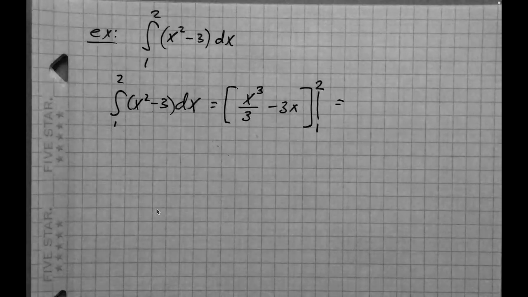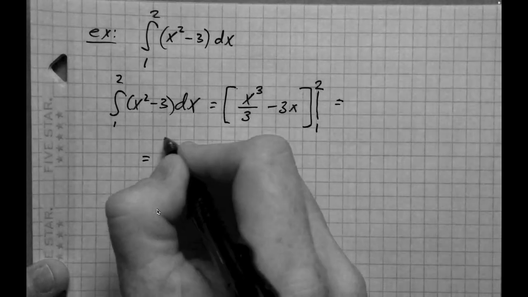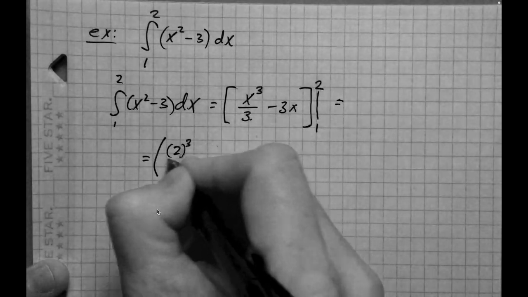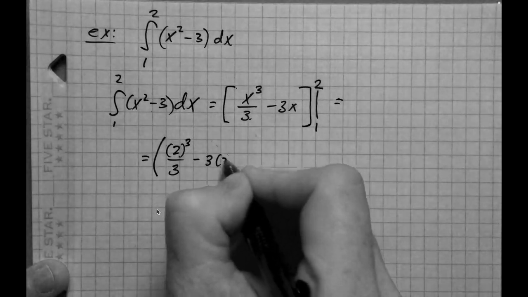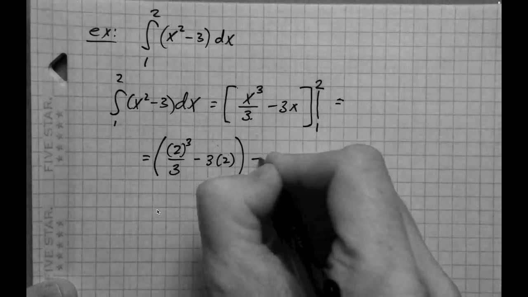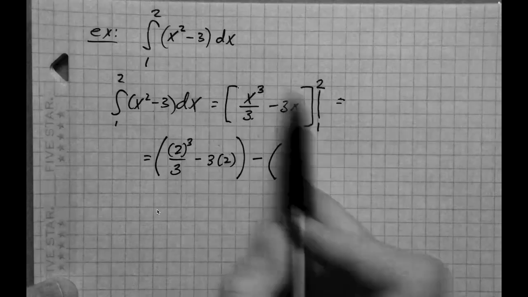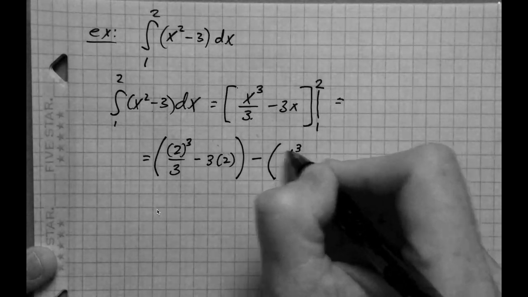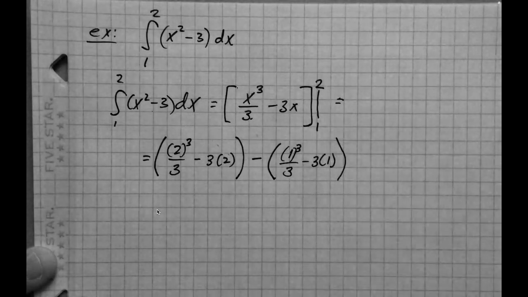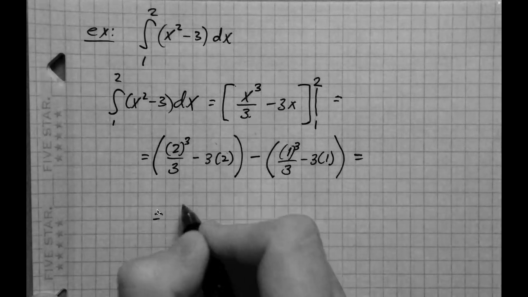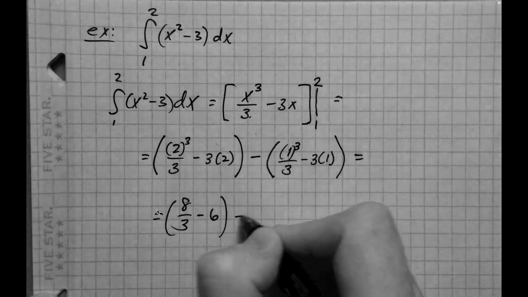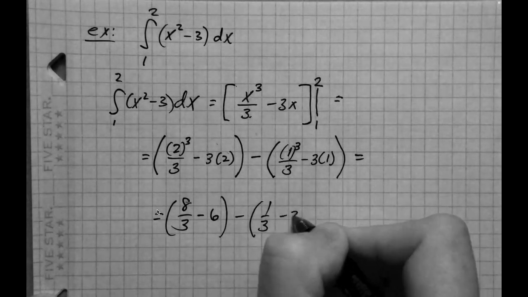Okay, and then all we have to do is plug in our values. So this would be 2 cubed. I'm going to write it out just because we're learning, right? We want to make sure that we're careful. Here I evaluate the antiderivative at the upper bound 2, and then I subtract from that the antiderivative evaluated at the lower bound. Right, it looks like that. And so you get 8/3 minus 6, minus 1/3 minus 3.